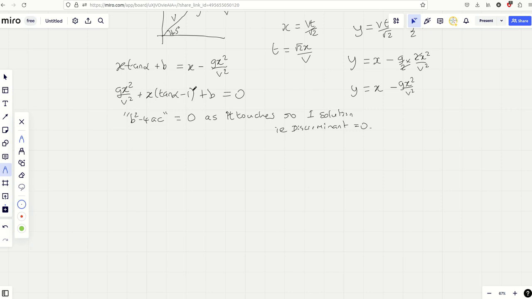Okay, b squared. What's my b squared here? It's tan alpha minus 1 all squared minus 4 times a, which is g over v squared, times c, which is b. So let's just put a b there and get rid of that. Okay, equals 0. What I'm going to do now is try and rearrange this into the answer. I'm going to times through by v squared first.